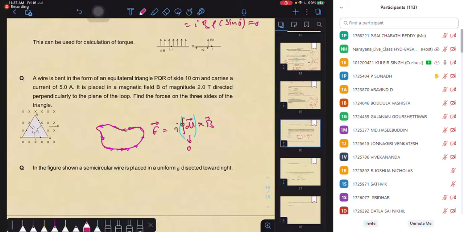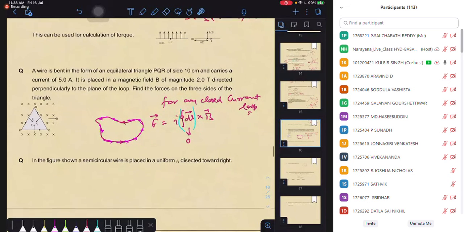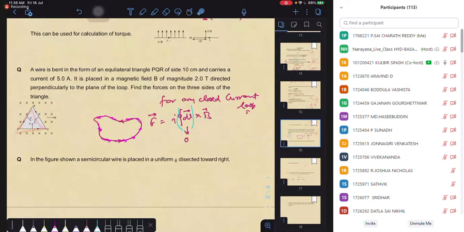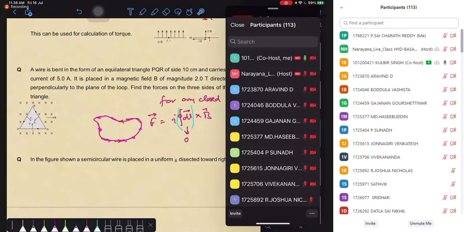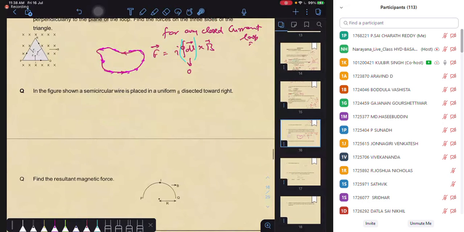So this is for any closed current loop. In this question, they have given a triangle as a closed loop, but they can give any complex structure also. In a complex structure also, you can get the same result. Okay, that is done.